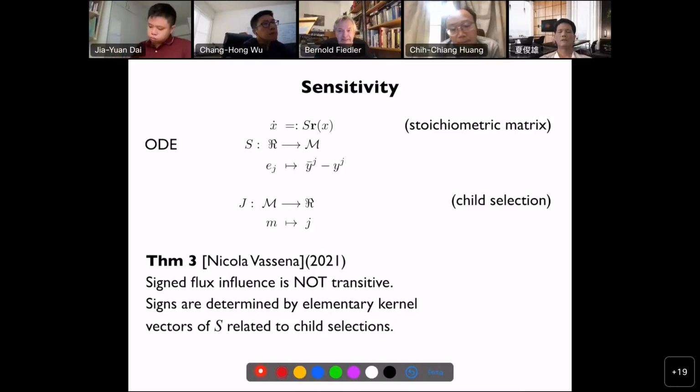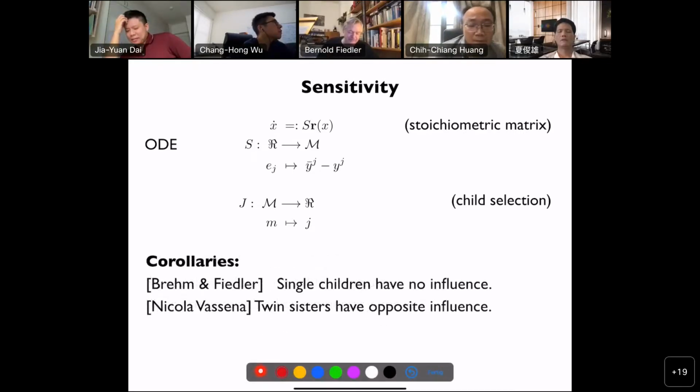And this sign flux influence, if from here to there it's plus, and from there to there it's also plus, the flux influence is not transitive. This is a strong warning that flux transitivity is not a trivial matter. Okay? And Nico figured out how exactly to do that. And you heard some of that. And if you want to understand that deeper, you have to invite him again. Corollaries, simple corollaries to take home.